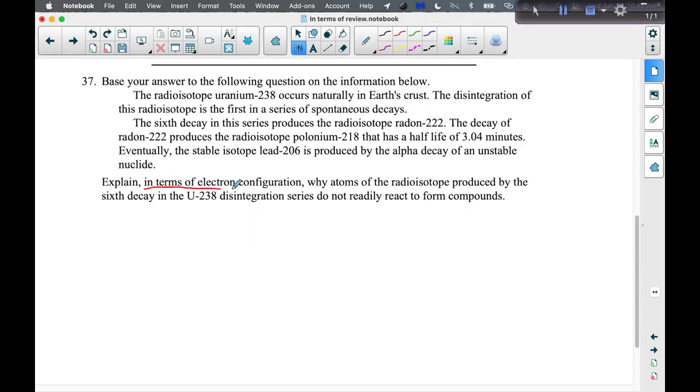In terms of electron configuration, why they do not readily form compounds, they are talking about making a noble gas, and we know that noble gases have a stable valence shell, or you could say 8 valence electrons.